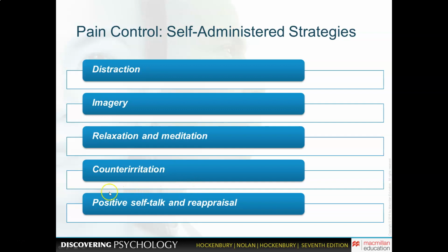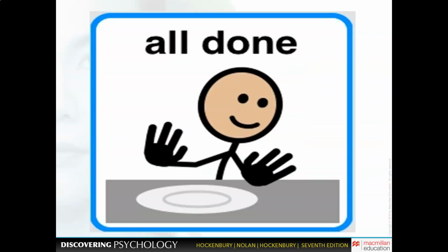And then last but not least, positive self-talk and reappraisal. That just means saying, look, this isn't going to last forever. I've got this. I can get through this and I'm going to get better. Those are some examples. So these might be some good topics to discuss as well in our discussion forums. And you might discuss either one of these or maybe another strategy that you employ.